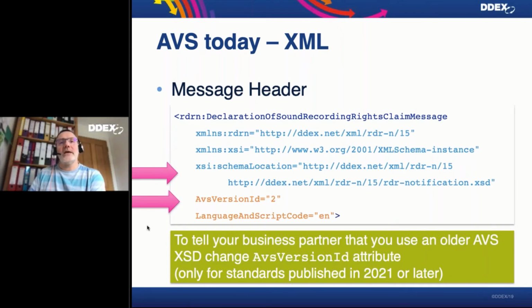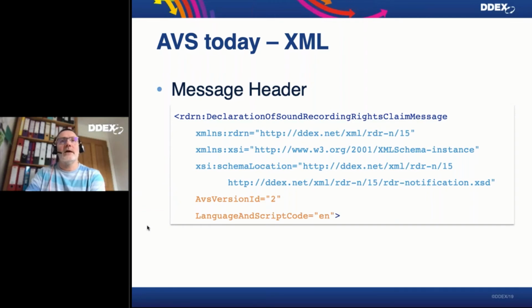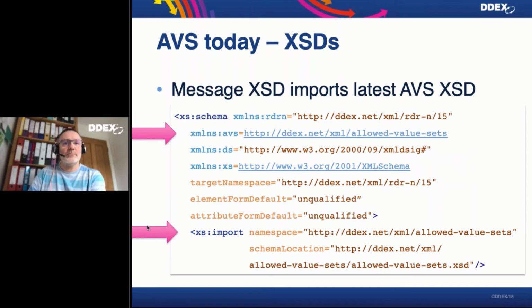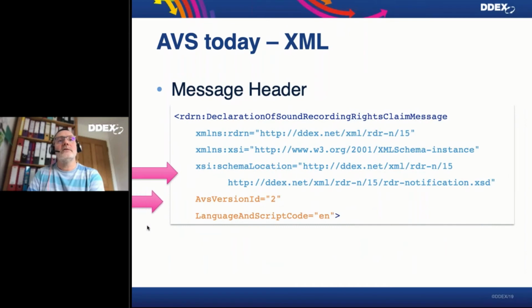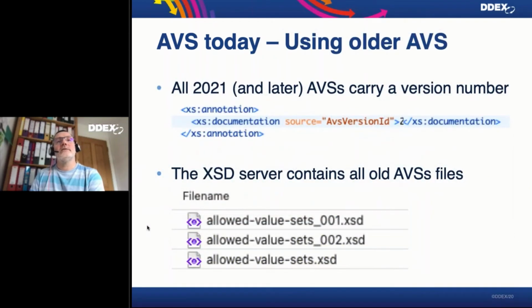Each of the AVS XSD files, and the location, I'll go back to the XML schema file, is at the bottom arrow there. That's at ddex.net/xml/allowed-value-sets/allowed-value-sets.xsd. If you open this file, you will find this annotation that I showed at the top here on this slide. This gives you the AVS version of the current file, and the latest version at the moment is number 2. And the XSD server contains all old files.